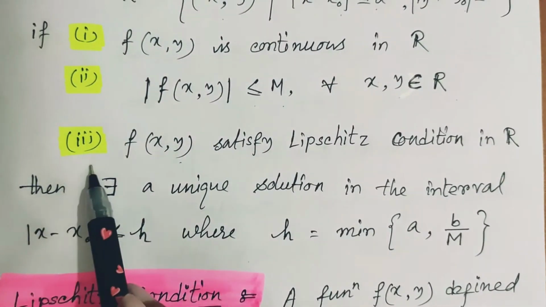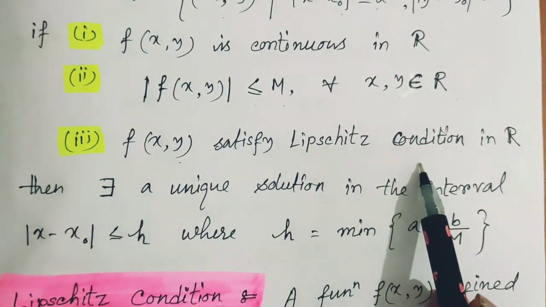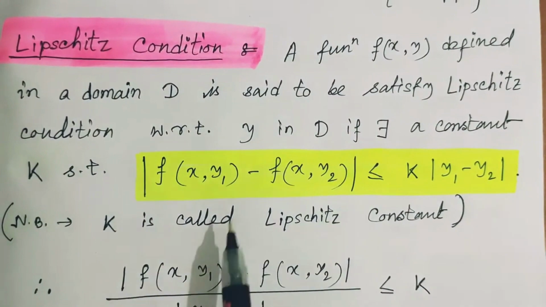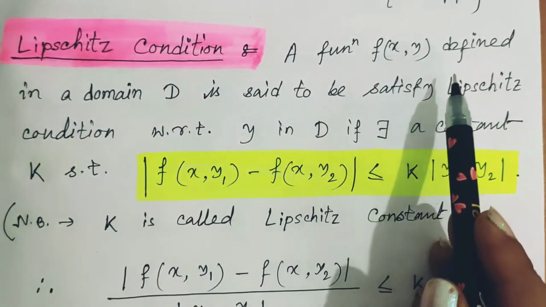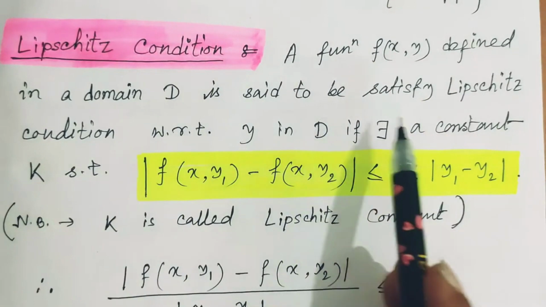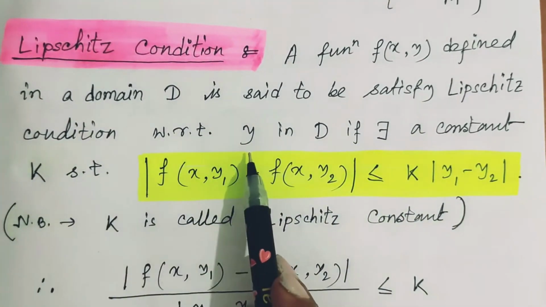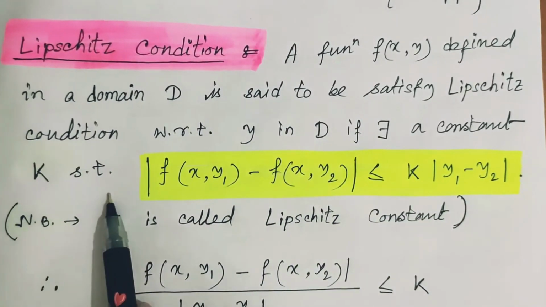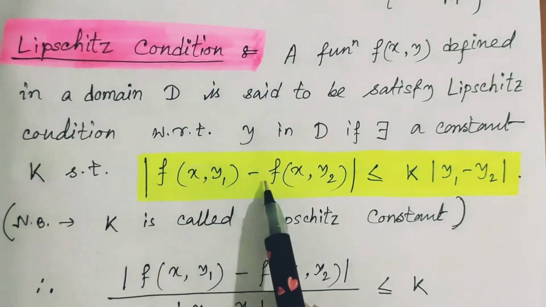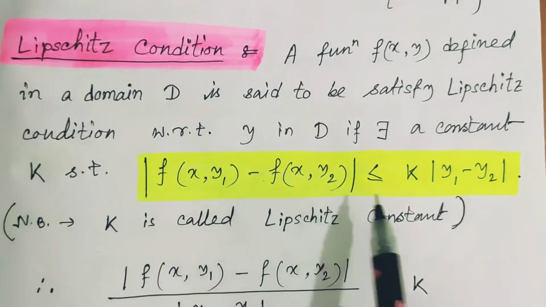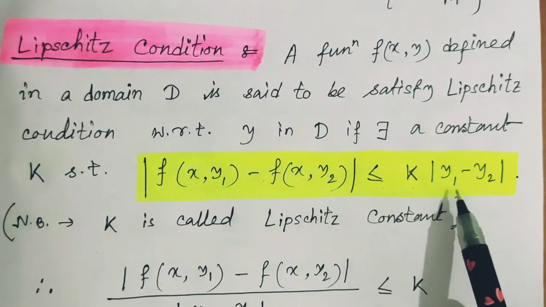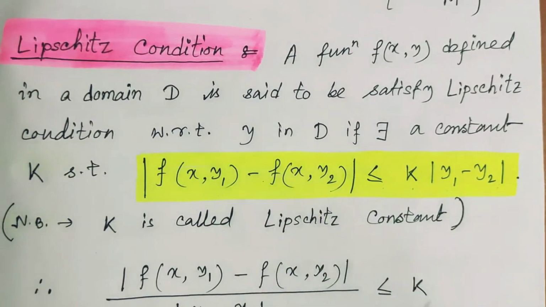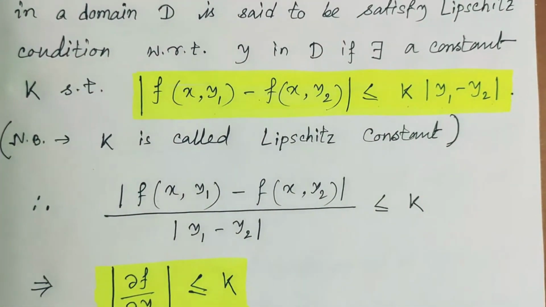Here I say in the third condition that it should satisfy Lipschitz condition. So at first we should come to know what is Lipschitz condition. Lipschitz condition says that a function f of x, y defined in a domain D is said to satisfy Lipschitz condition with respect to y in domain D if there exists a constant k such that mod of f of x comma y1 minus f of x comma y2 is less than or equal to k into mod of y1 minus y2. And here this k is called the Lipschitz constant.